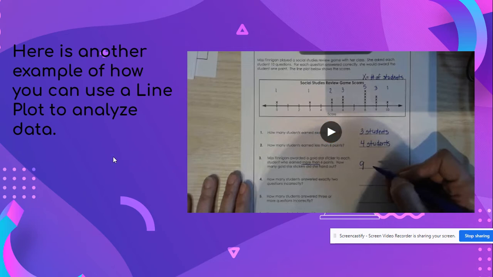So now we're going to take a look at a second way of how you can use a line plot to analyze data.